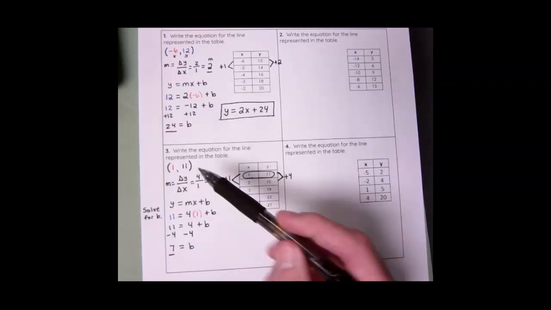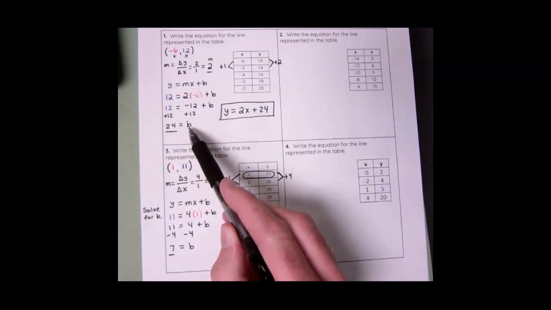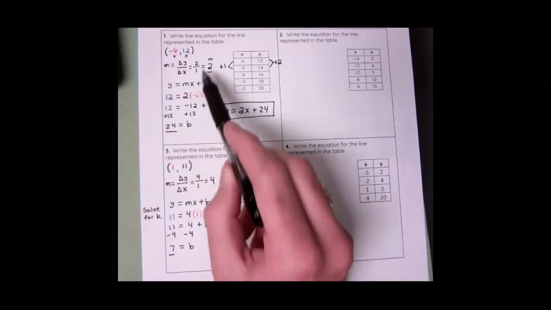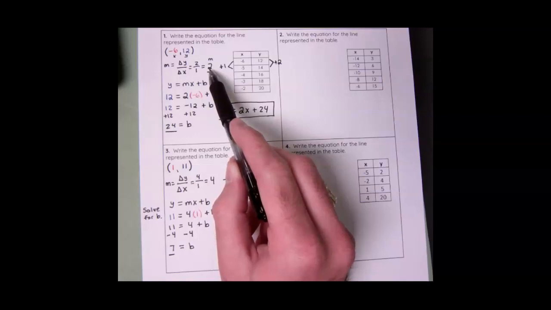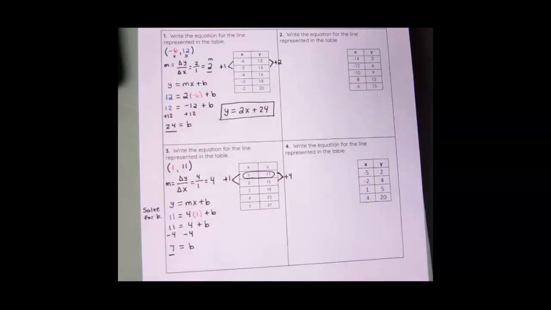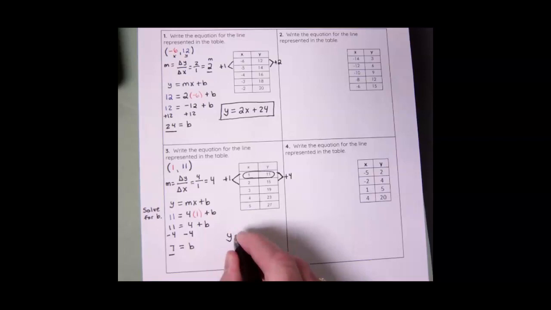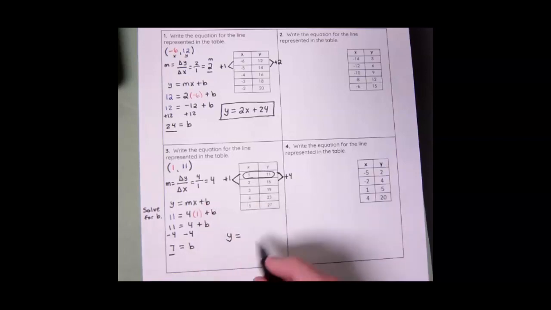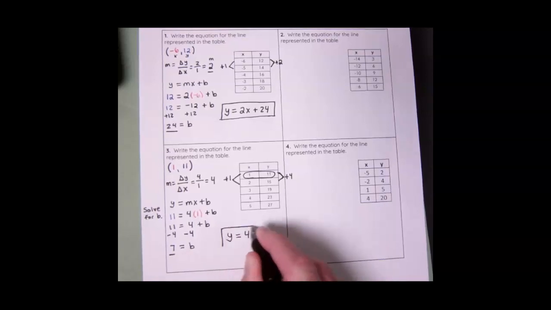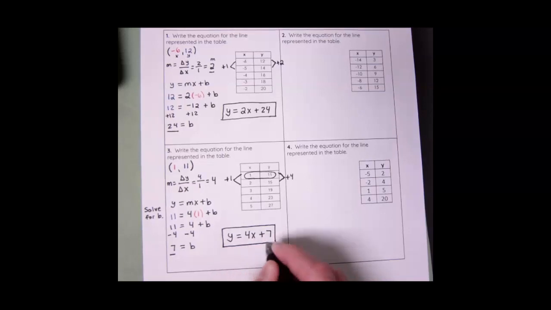And as I did up here, once I know my b value, my y-intercept, and once I know my m value, my slope, I'm good to go. I can just plug them in. So I would do y equals, my slope is 4x plus 7. So that is the equation of that line from that table. Okay, so that is one strategy. It works well. Let's try another strategy.